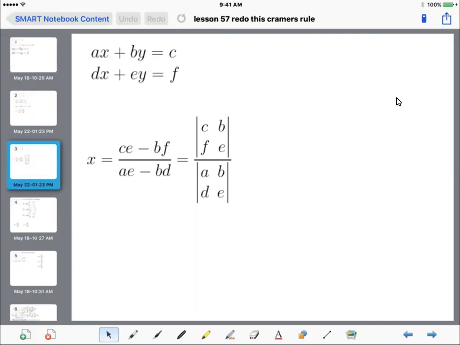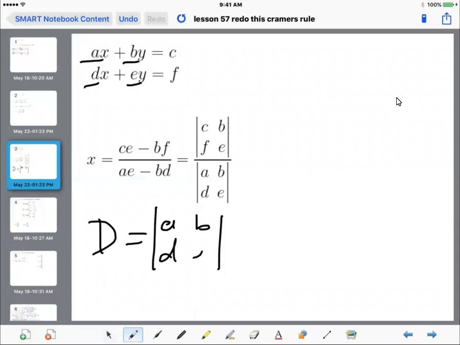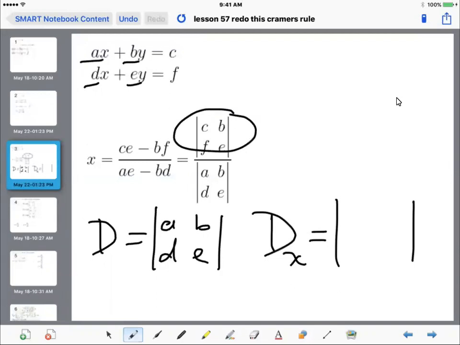Well, that's actually going to lead us to a formula, although it's not going to be clear how to generalize this yet. If we call capital D the determinant of the matrix formed by the four coefficients, and we call D with a little subscript x the determinant of a 2x2 matrix also, look at this, [C B; F E]. It's the same thing as this bottom one, except the numbers in the first column have been replaced with the numbers after the equal sign.